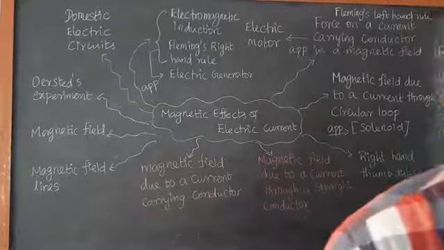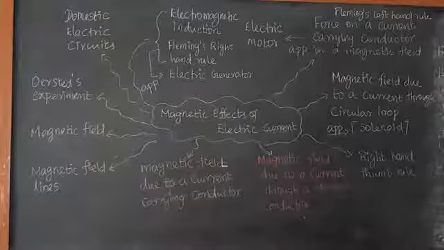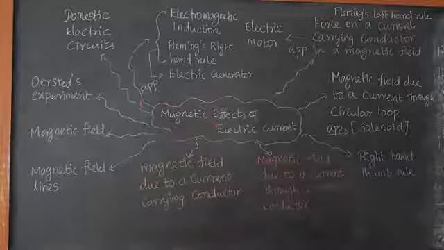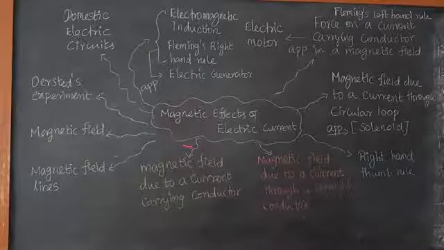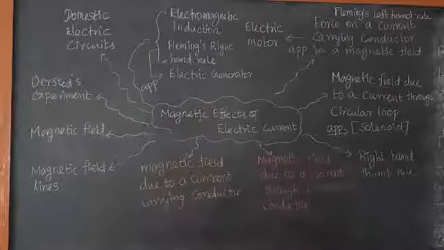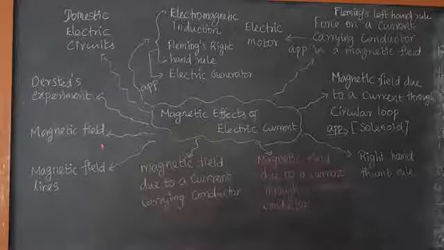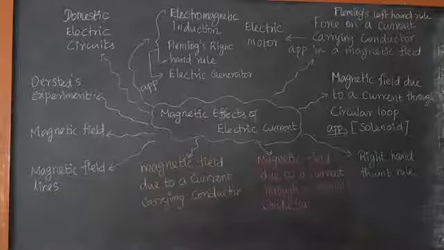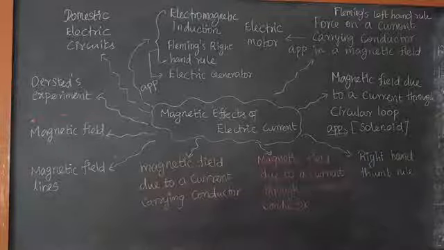Can you see my laser pointer, right? Yes. The magnetic effects of electric current. What are the topics we are going to cover in this chapter? These are all the basics of this chapter. The first one is Oersted's experiment. From that experiment we are going to deal with how the current and magnetic field are interrelated to each other, and after that we are going to see the magnetic field.